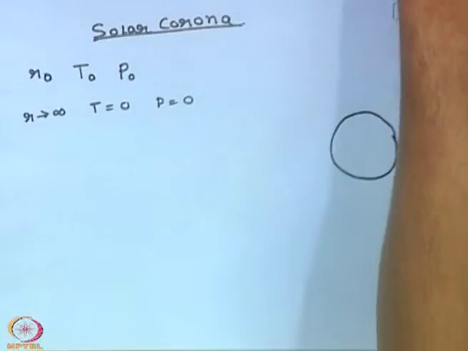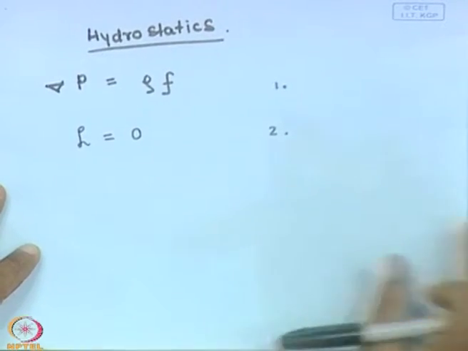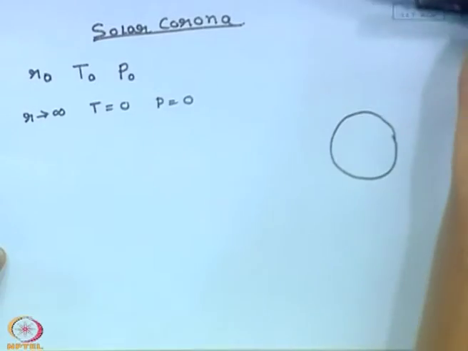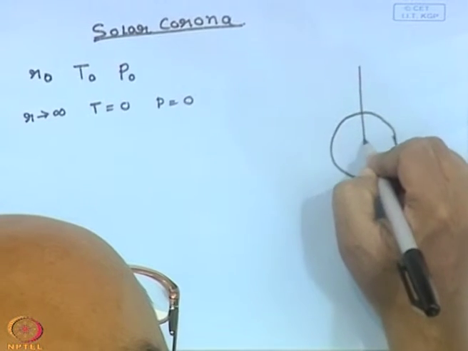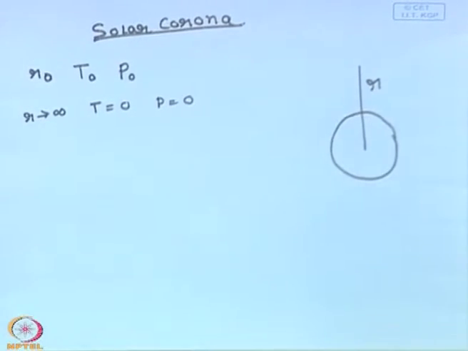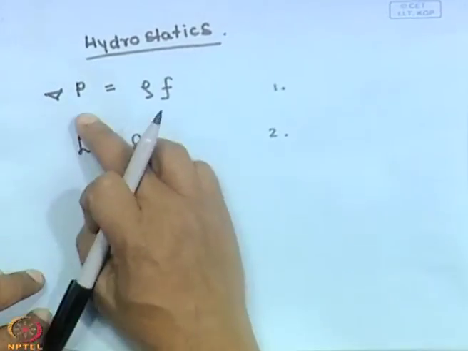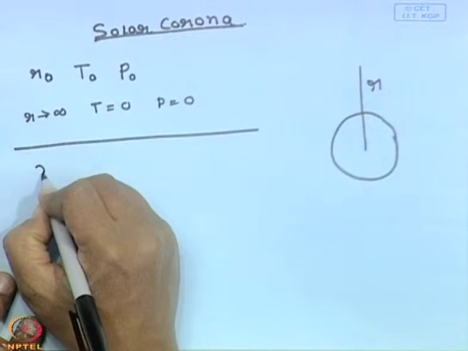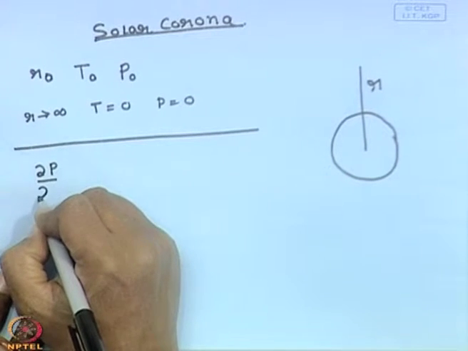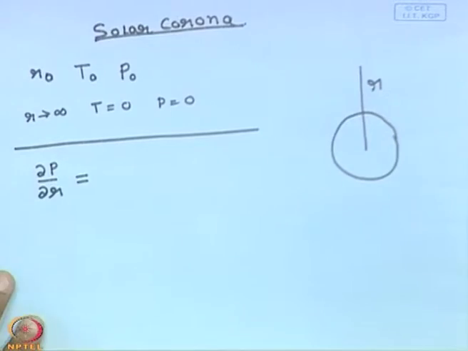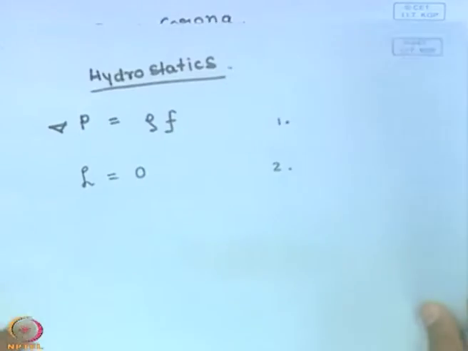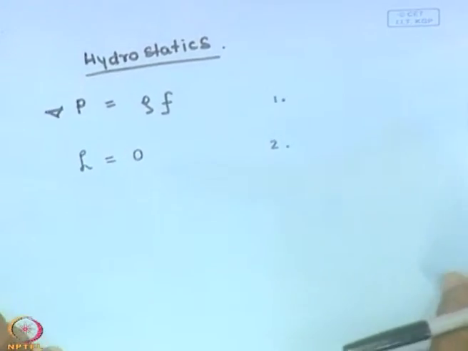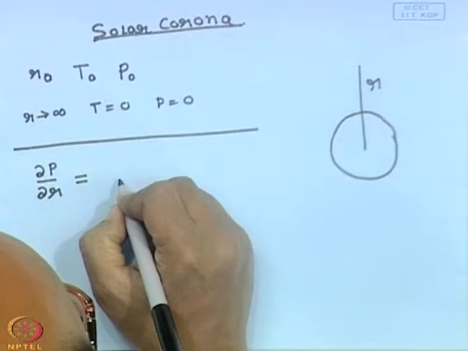Now, let us go back to our hydrostatic equations. These are the two equations that we have. In the first equation, everything varies only in the radial direction R. So, the first equation is that the radial derivative of the pressure, del P del R, is equal to the density times the body force. The body force here is acting inwards.